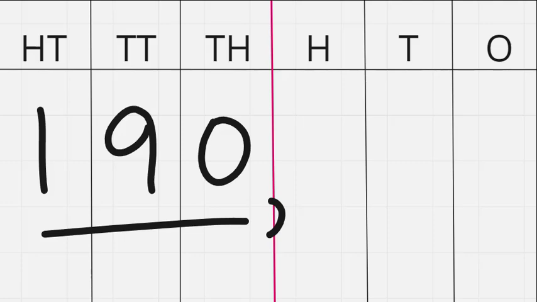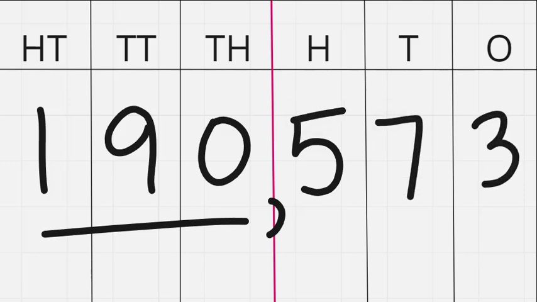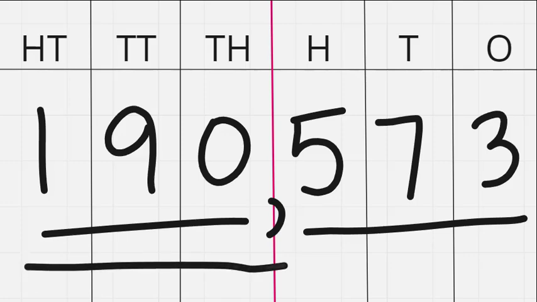The second part, 573. We'll write it together, 573 for the second part. Let's read it together. 190,573. Be sure to check your work.